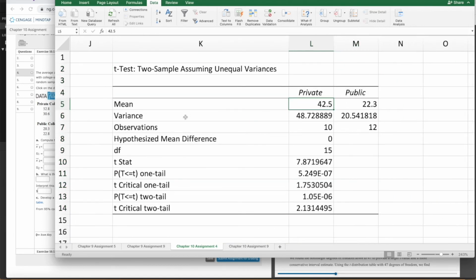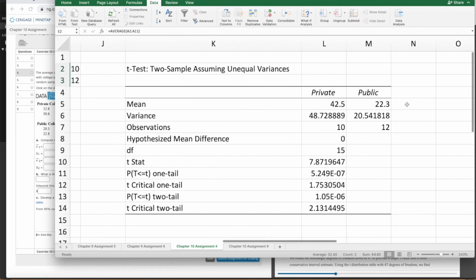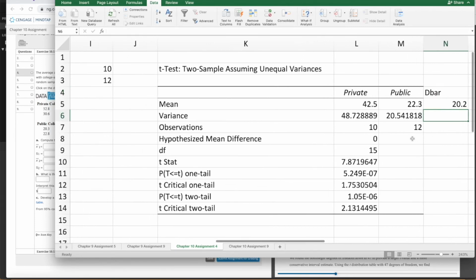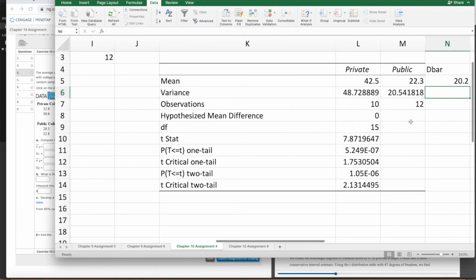So notice this gives us a lot of the results. The averages 42.5 and 22.3 right there. We already calculated those. It does not do d bar, which is this minus this, right? So that's our estimated difference. So we might write d bar there. It's kind of annoying because that's kind of the main result we're looking at in these tests. But for some reason, they didn't code that into Excel.